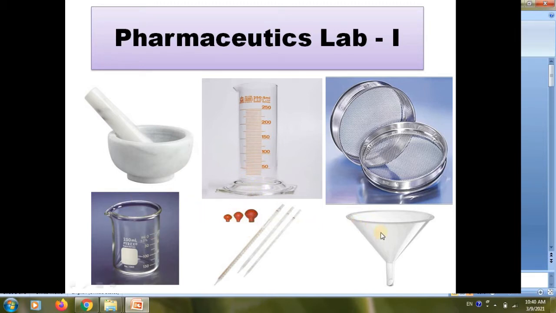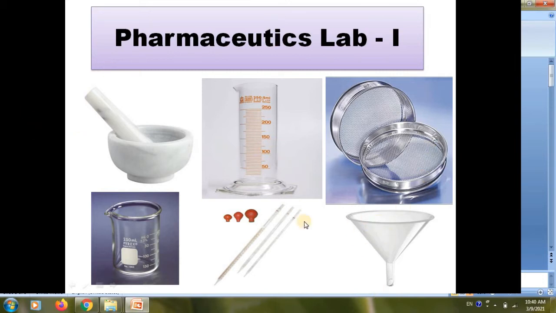And this is a funnel. If the preparation is prepared in a mortar and pestle, or in a beaker, then we have to pour it into the measuring cylinder, where we make up the volume. Can we directly pour this? No, we require some intermediate, and that intermediate is a funnel. So the funnel will be used to pour your preparation. After measuring, you again have to pour the content from the measuring cylinder into the container, and you will pour with the help of another intermediate, that is a funnel. In that way you have to use the funnel.